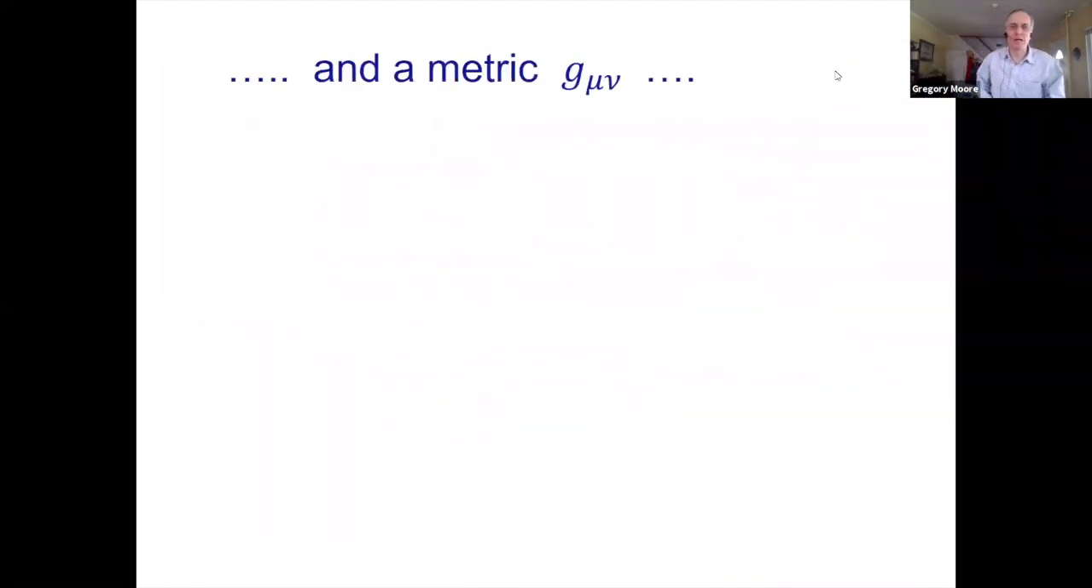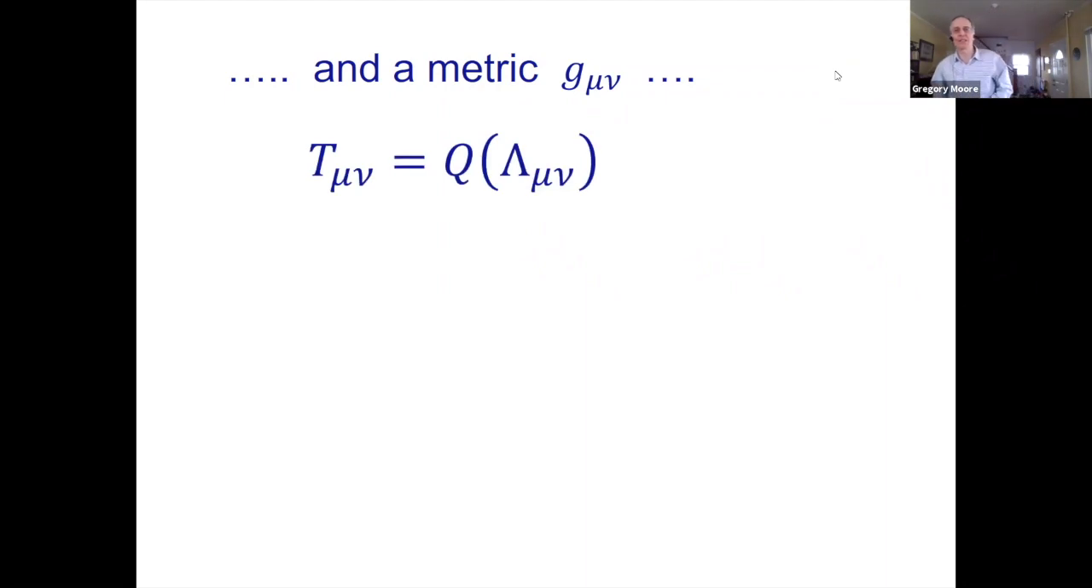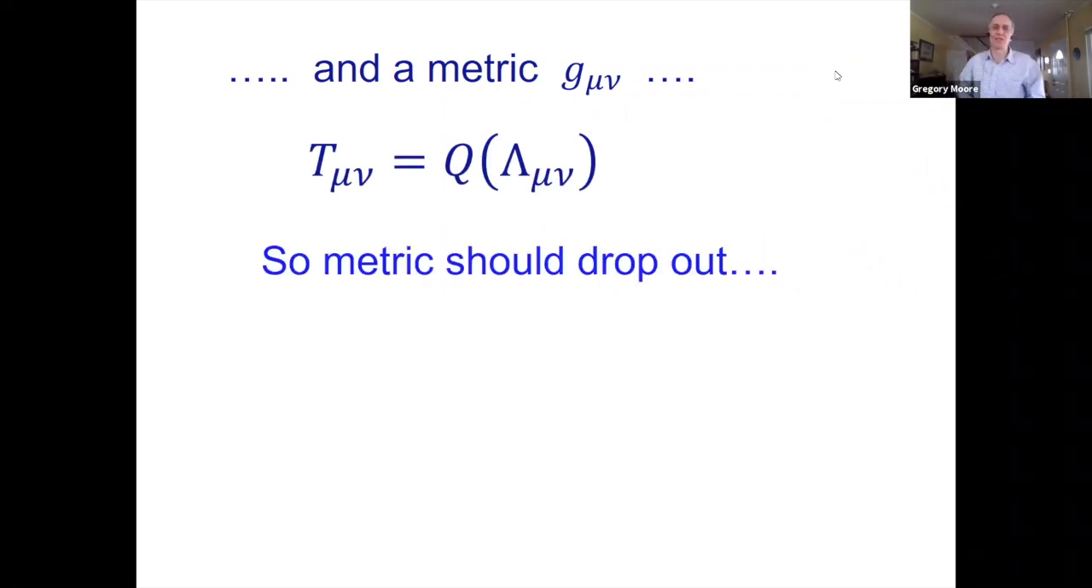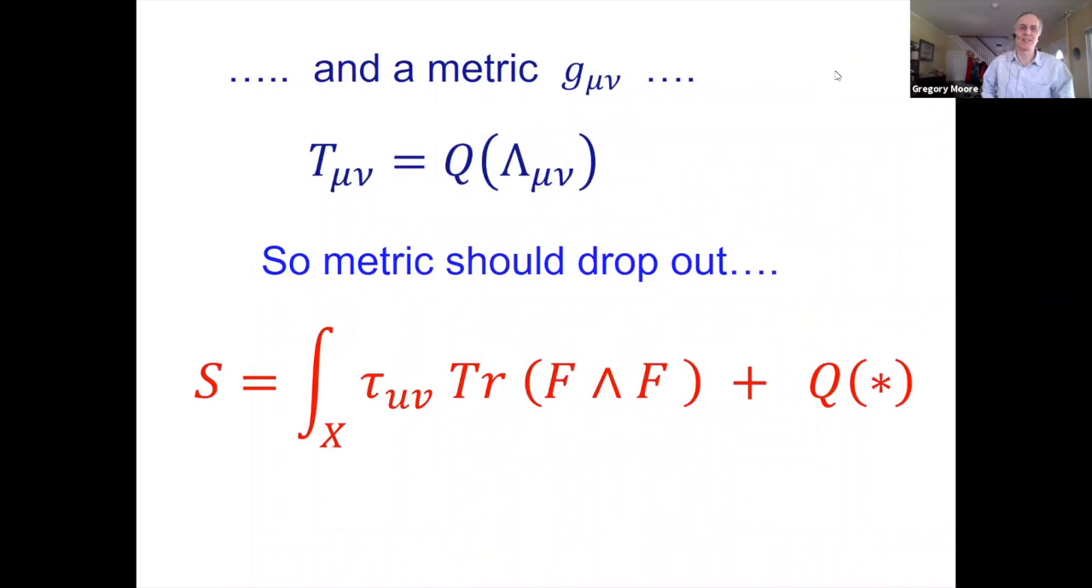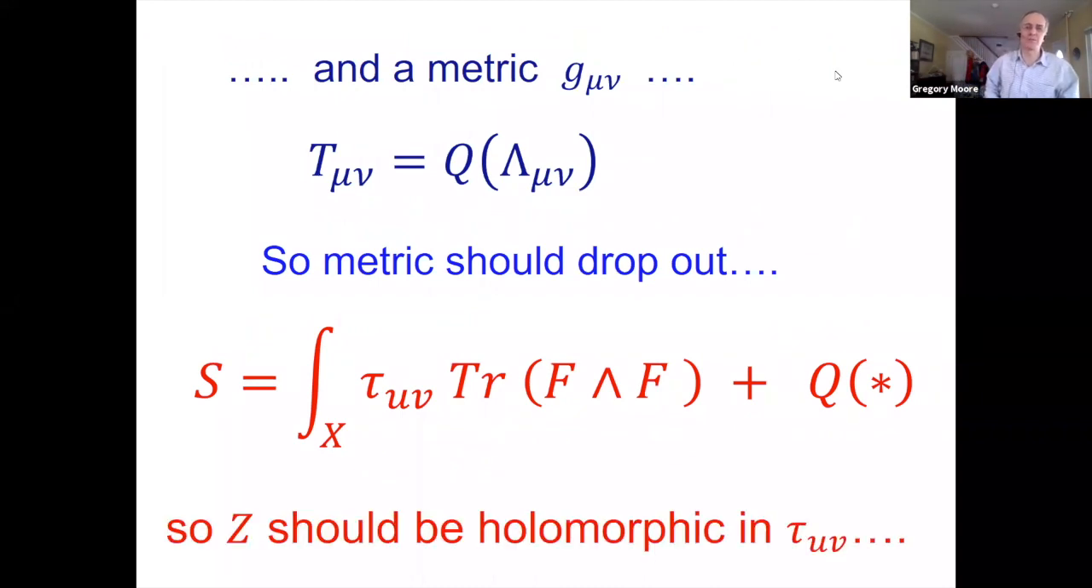Now, of course, if we're going to write the Lagrangian in the path integral, then you also need to introduce a metric, but the energy momentum tensor is Q exact. So the metric dependence should drop out. And in the same vein, the action for this theory is not only metric independent, it's holomorphic in tau UV up to Q exact terms. So we also expect Z should be holomorphic in tau UV.